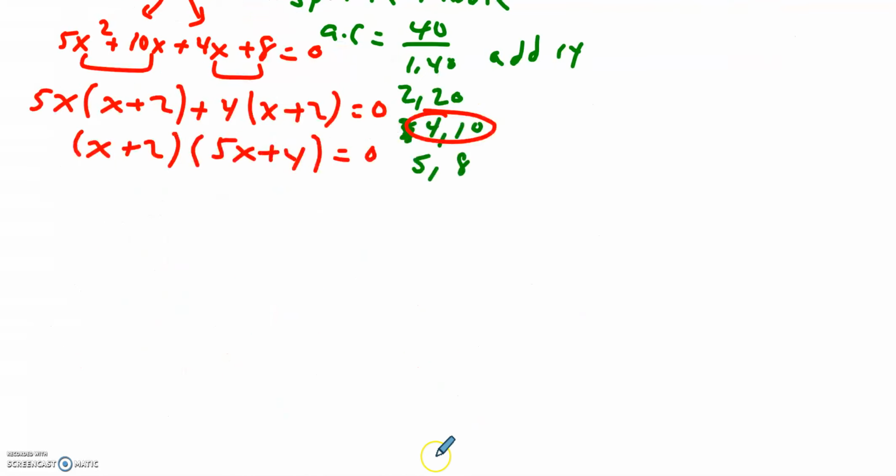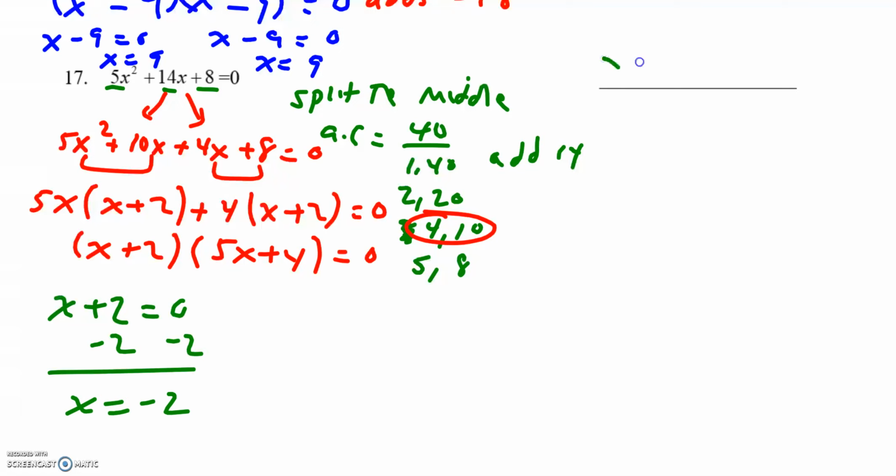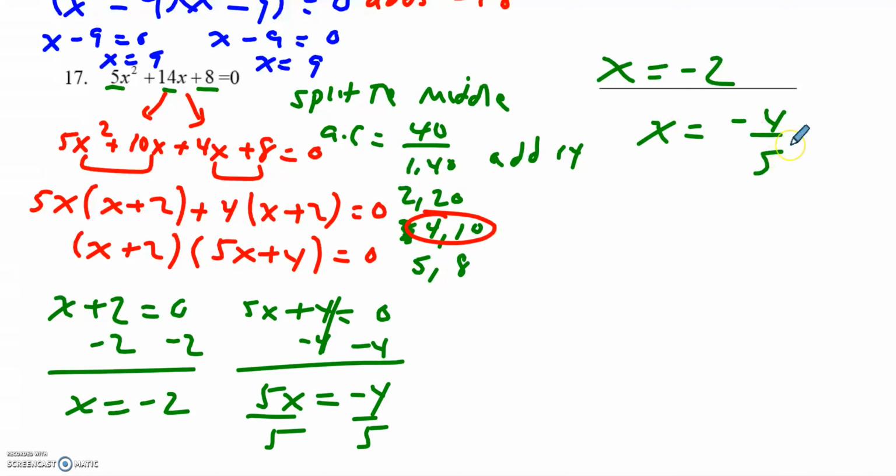So this seems like a problem that never ends, because I still need my answers for x. So now I would take x plus 2 and equal it to 0. And if I subtract 2, one of my answers would be x equals negative 2. And then if I set the other parenthesis, 5x plus 4, equal to 0, and subtract the 4 first, 5x equals negative 4. We would divide by 5 and get my other answer for x as negative 4/5.